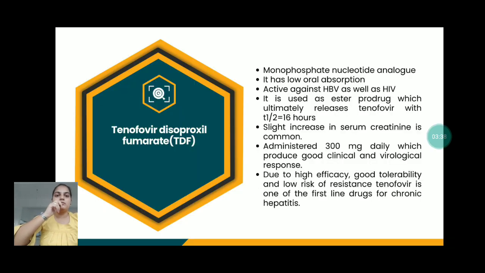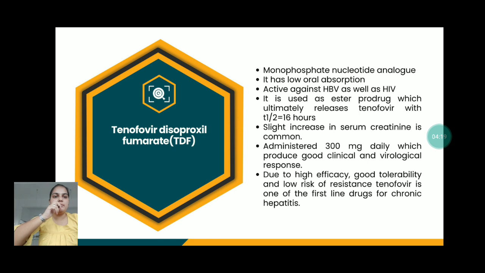A very important drug is tenofovir disoproxil fumarate. This is a prodrug, an ester prodrug. It releases tenofovir and this is the most efficacious drug against hepatitis B virus. It is a monophosphate nucleotide analog. It has low oral absorption, and is active against hepatitis B virus as well as HIV. It is used as an ester prodrug, which ultimately releases tenofovir. It has a half-life of 16 hours. A slight increase in serum creatinine is common. This is not much of a side effect of TDF.